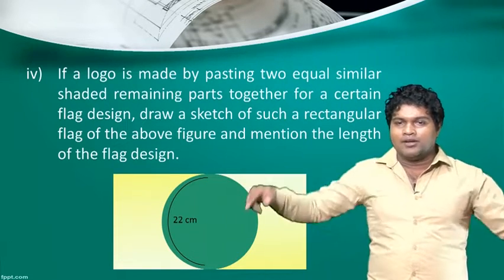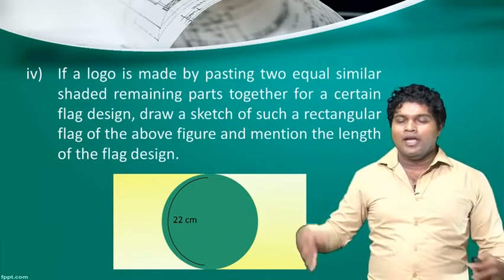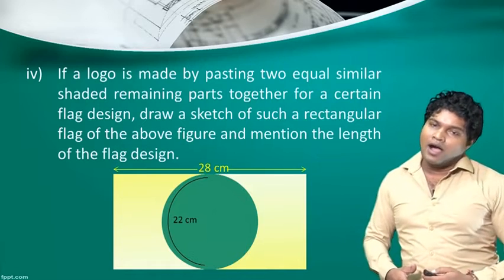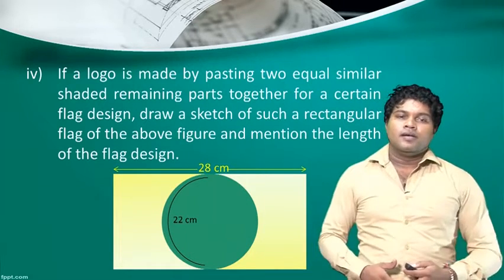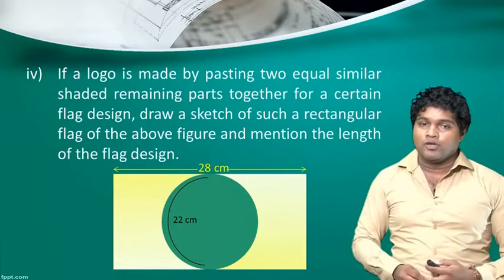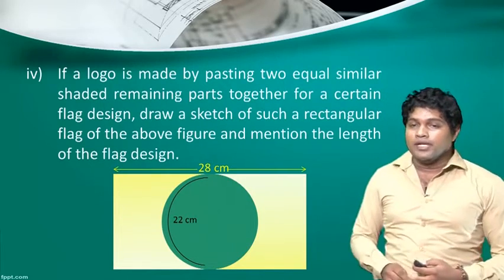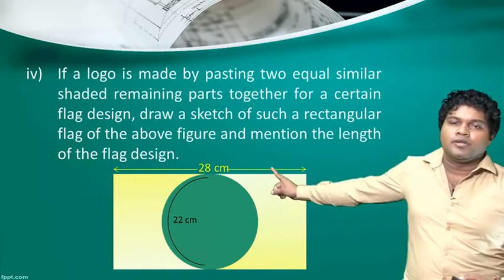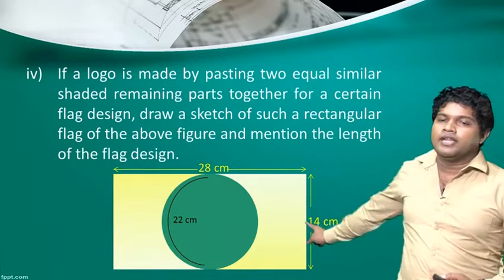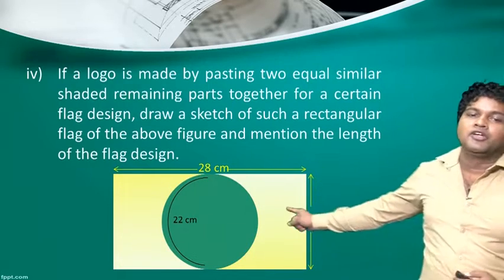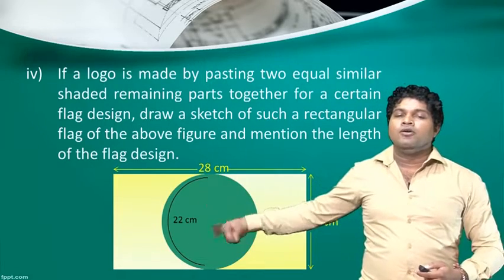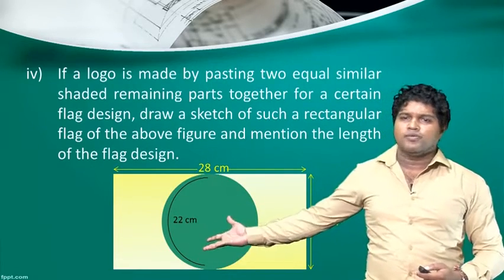Then this is the design of the flag. This is the logo in the flag. They ask to mention the length of the flag. It is just 28 centimeters, because 14 plus 14 will be 28 centimeters. You can see 28 centimeters is the length of the flag, and 14 is the breadth of the flag, and 22, you know that, the half curve is 22 centimeters. That's the answer for this question.